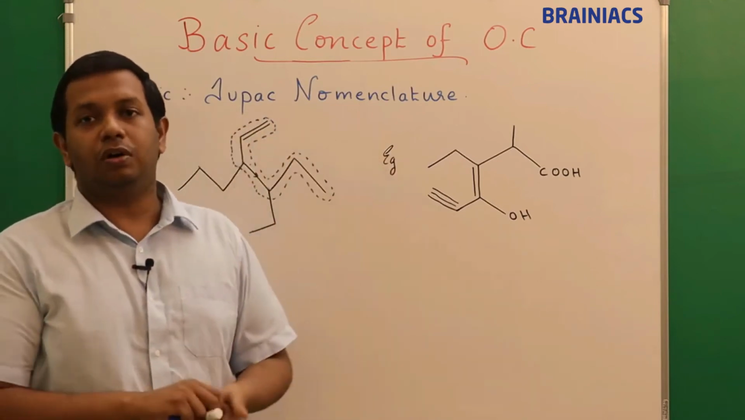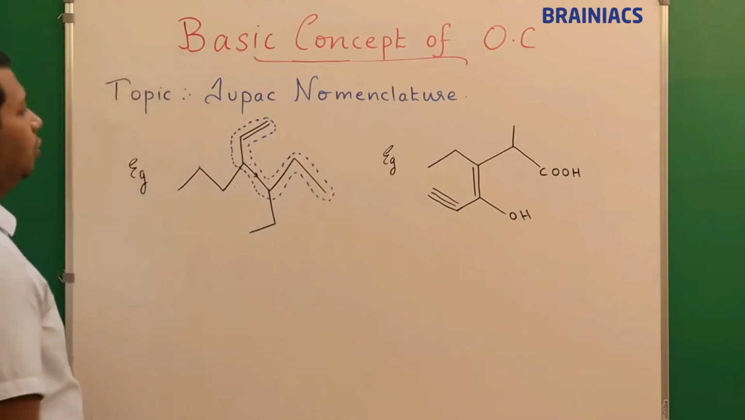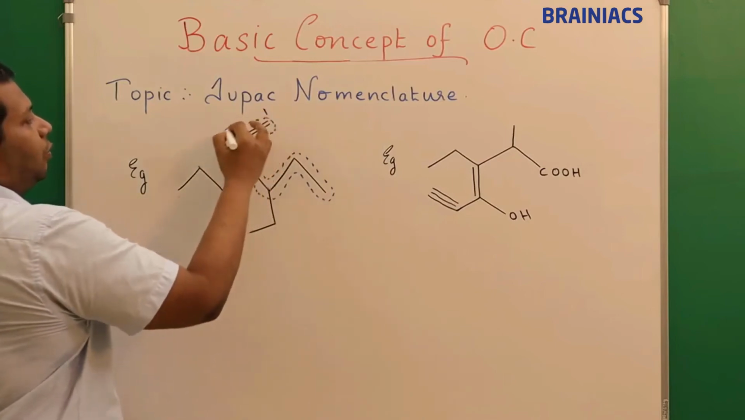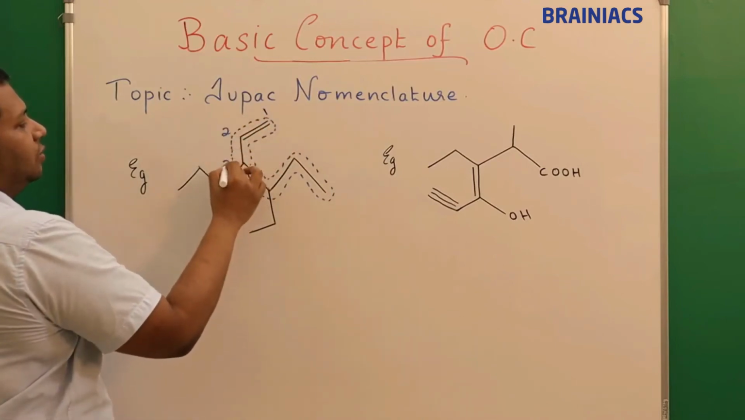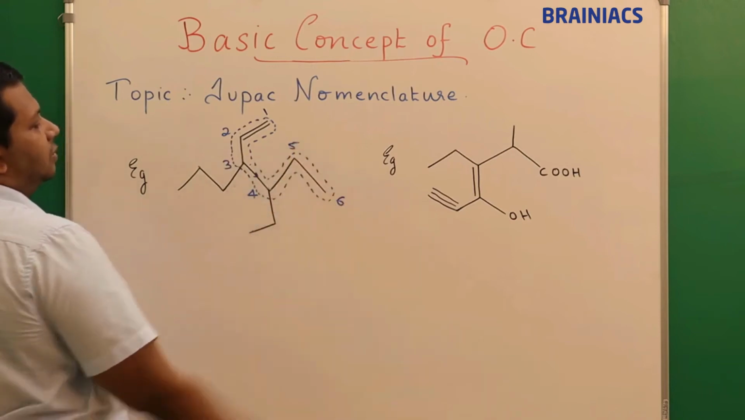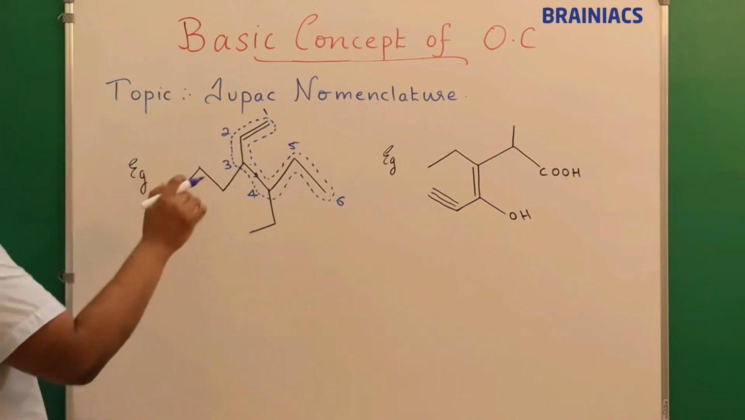Please refer to my old theory and example. There you could see I have discussed that rule. Okay, now how to number it? You know that the multiple bond should get the least priority number. So this is 1, this is 2, then it should have 3, then this is 4, then this is 5, then this is 6. Okay, so 6 carbon atoms are there.